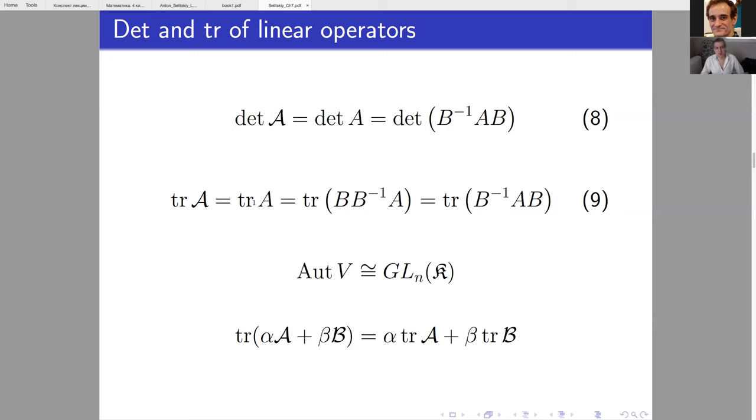The trace of an operator by definition is the trace of its matrix. And again, because it will not depend on the basis, we don't say in which basis, just matrix A. Let's multiply by the identity matrix, B times B inverse. Then by the property of the trace, we can flip the first matrix and the two others. And what we have is again the expression for matrix A, but in a new basis. So this formula also shows that the definition of trace doesn't depend on the basis.